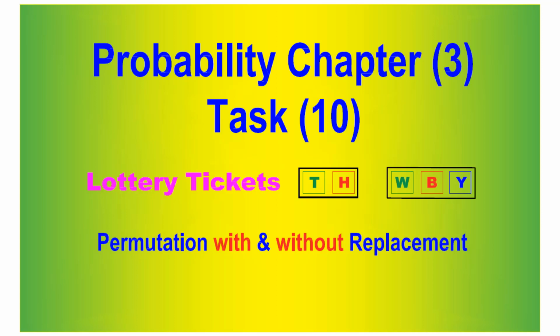Hi everyone, our lesson today is permutation with and without replacement, and we are going to deal with the issue of lottery ticket issuance. The problem states that a lottery corporation wants to issue tickets using the 26 English capital letters. So immediately we have 26 objects, 26 letters, and N, the number of objects, is equal to 26.